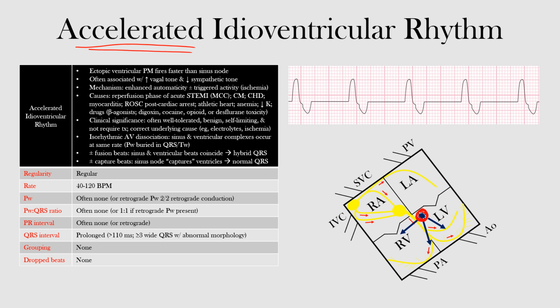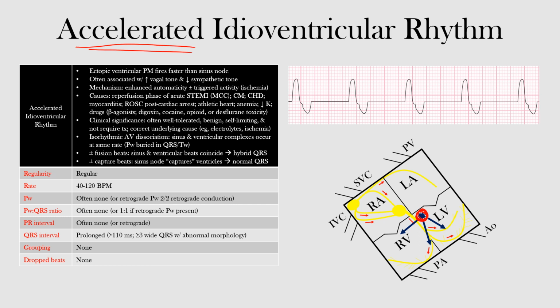Now, one of the most common causes in clinical settings in which we can see this rhythm is in the setting of acute myocardial infarction, especially during the reperfusion phase. So that's one of the most common scenarios. Other causes and settings include cardiomyopathy, congenital heart disease, myocarditis, ROSC or return of spontaneous circulation post-cardiac arrest, the athletic heart, anemia, hypokalemia, and drugs such as beta agonists, or we can see it with digoxin, cocaine, opioid, or volatile anesthetic toxicity such as desflurane, okay?